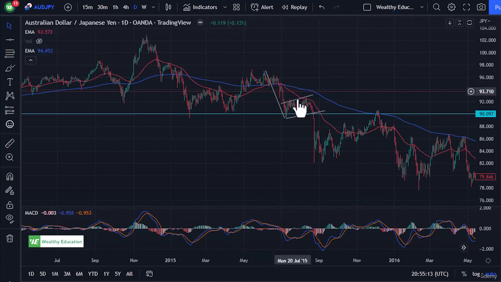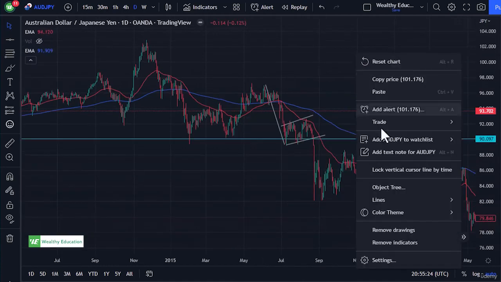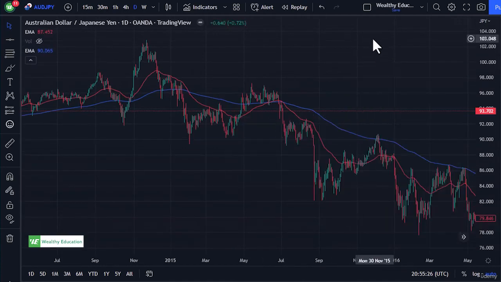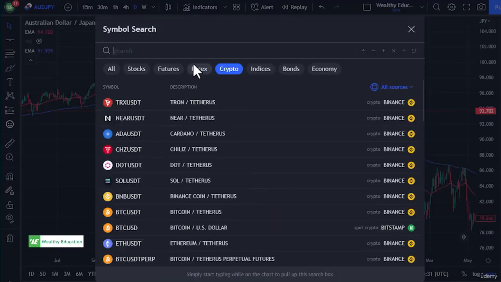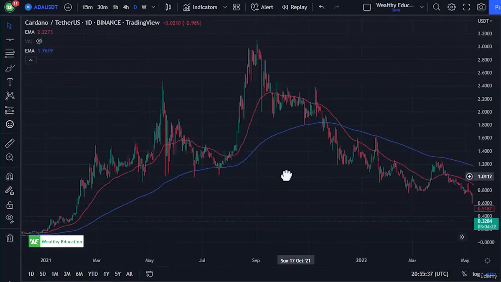You're looking at the shape, you're looking at the moving averages, you're looking at slicing through this support level, you're looking finally at this. 90, of course, is a large round number. A lot of people would be paying attention to it anyway. So it all kind of comes together quite nicely. Of course, we have these in crypto as well. So let's take a look at Cardano.